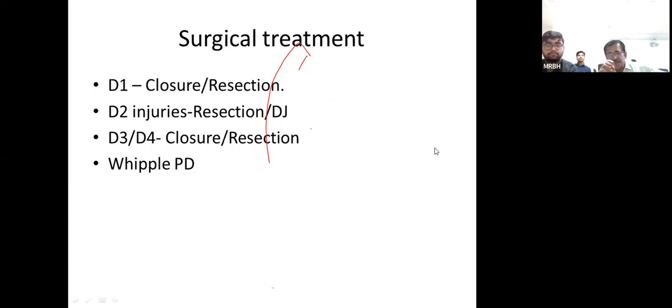So these are the different options for management of duodenal injury. If there is a first part duodenal injury, you can do either a primary closure or resection. In D2 injury, you may do a resection if there is a major laceration, or you can do a debridement and a duodenojejunostomy. D3 and D4 are also the same, either a closure or resection. Next.